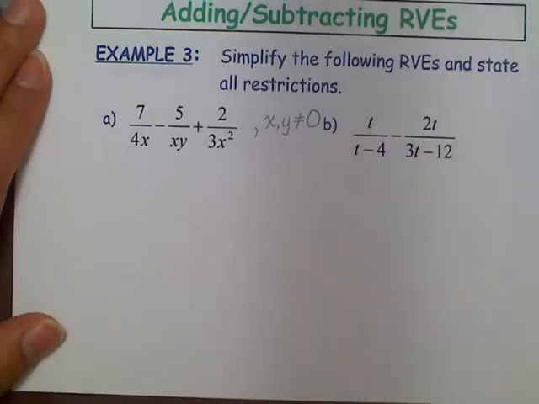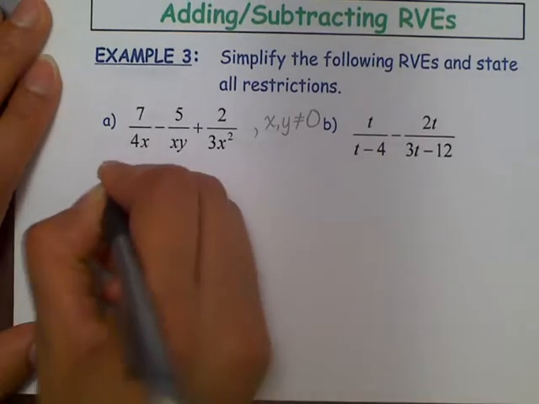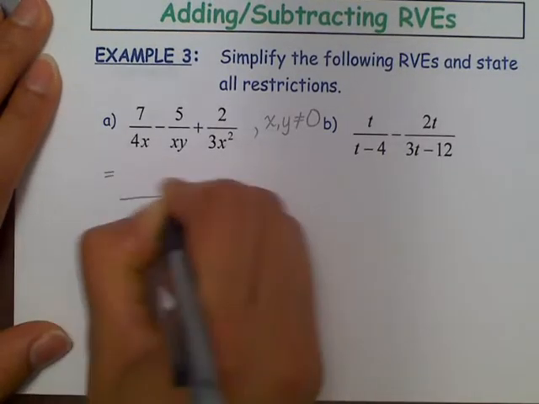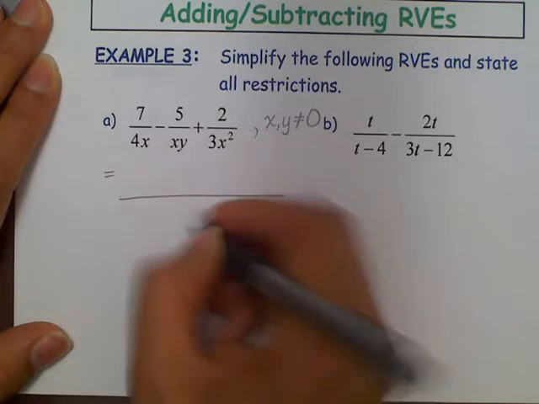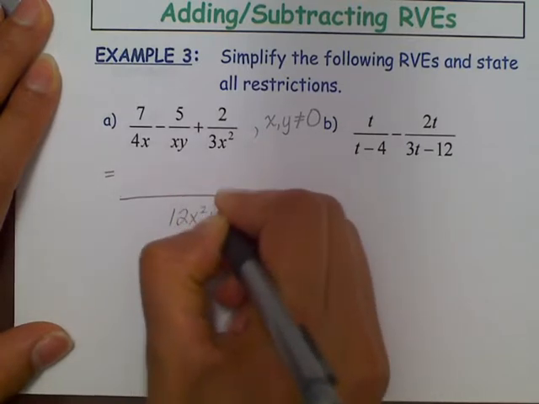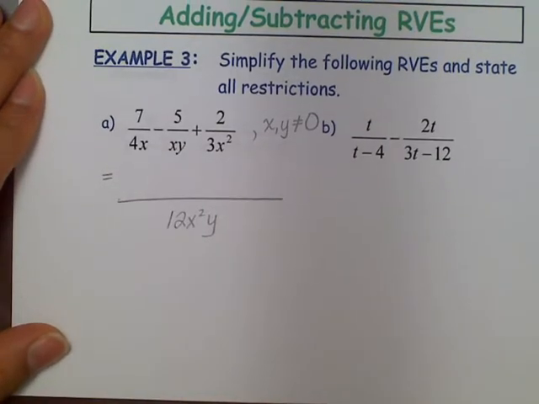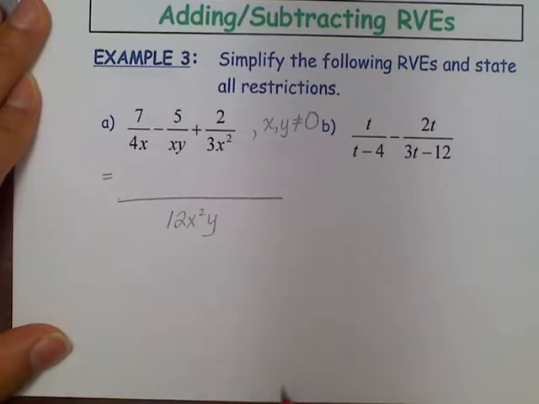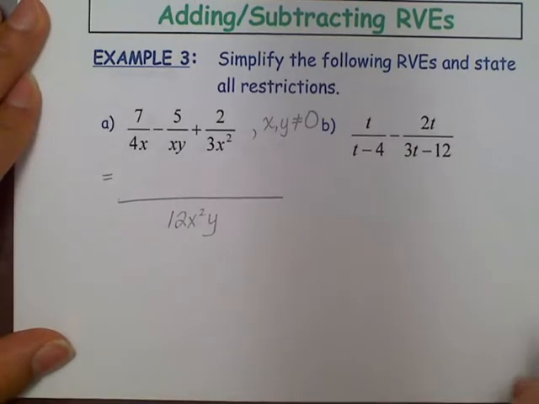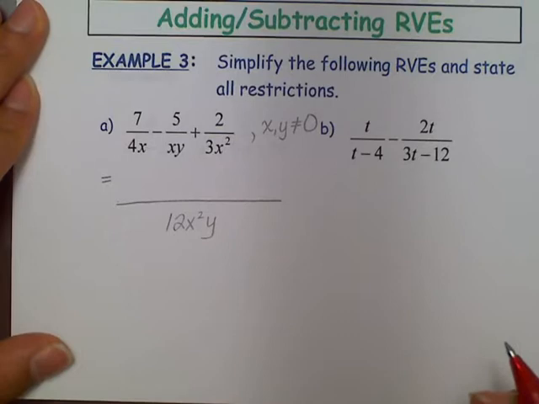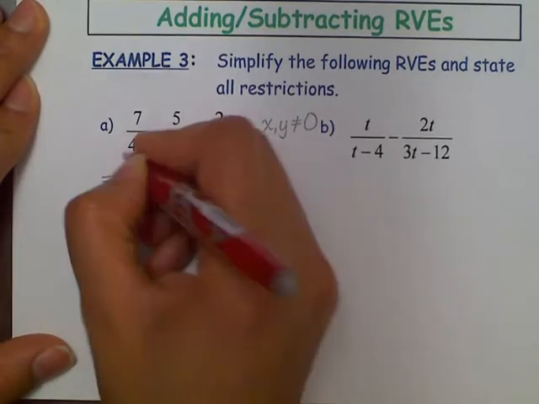So, because our lowest common denominator is 12x squared y, and I'm going to extend this line across, I'm going to write that down first. I'm going to write all my numerator terms over one set of brackets because I already know what the common denominator is going to be for the bottom.